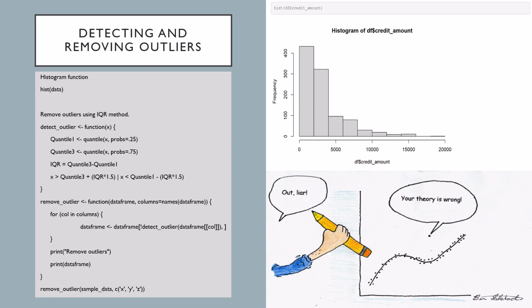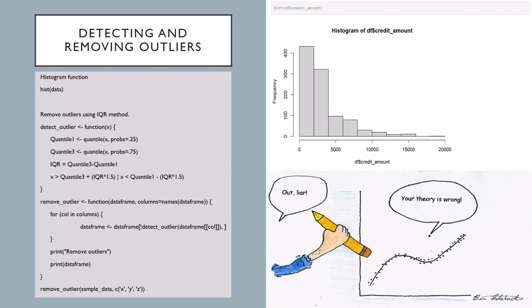So let's see how we can detect outliers. First, we looked at the box plot. Then we are going to look at the histogram. You just have to run the command hist, then the data. In the picture above in the top right corner, you can see I ran hist df credit amount, and I was trying to check for outliers in the credit amount column.